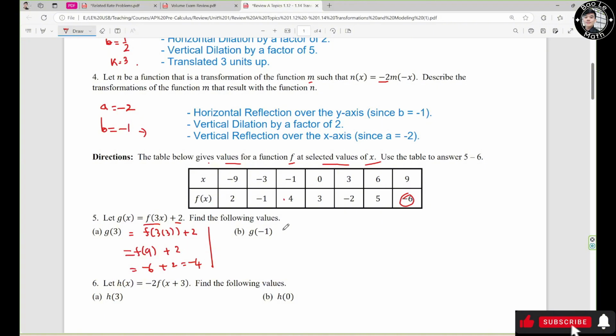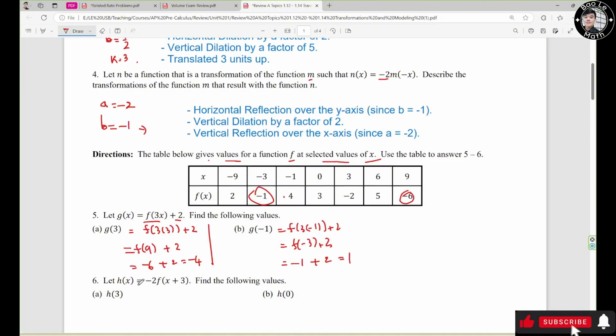Now g of negative 1 is going to be f of 3 times negative 1, plus 2. So it's going to be f of negative 3 plus 2, right? And f of negative 3 is going to be negative 1 right here. So negative 1 plus 2 is going to be 1, right? Now, question 6.